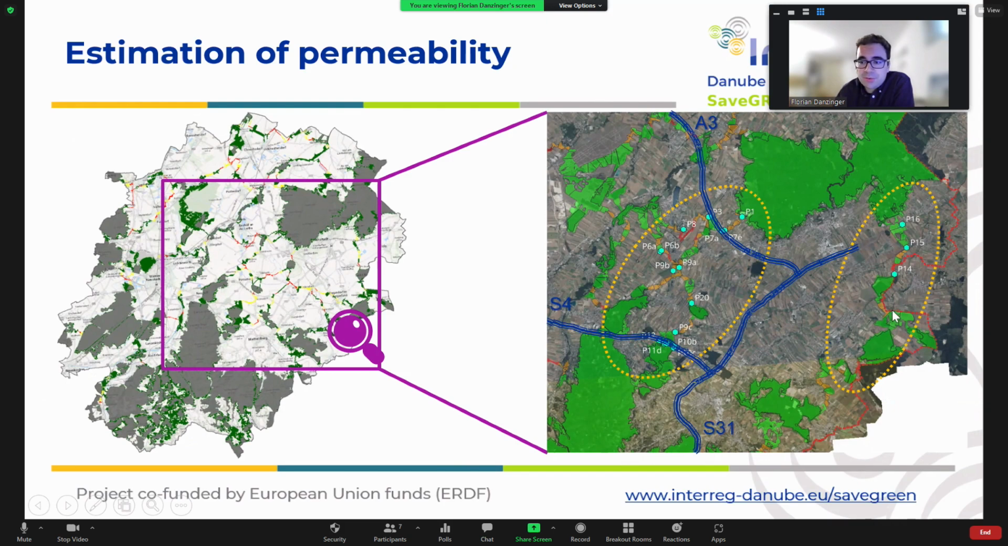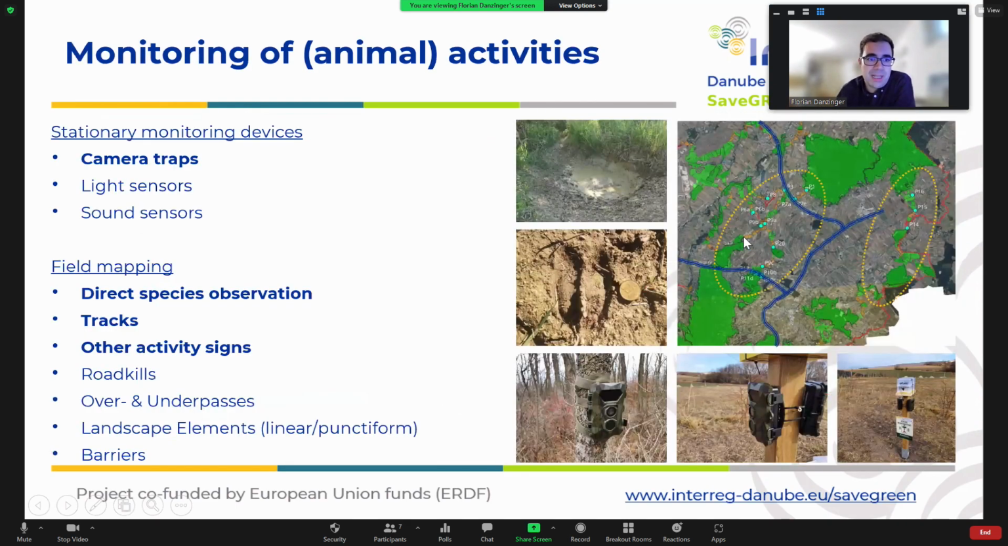There was an alternative route that we also tested. These two dots are the monitoring devices, the cameras, and in some cases also light sensors and sound sensors, but I will show you now. So Mořic and Roland already told you we monitored with two methods: stationary monitoring devices, camera traps, light and sound, and the field mapping methods where Mořic collected different signs of activity or directly observed animals in the field.